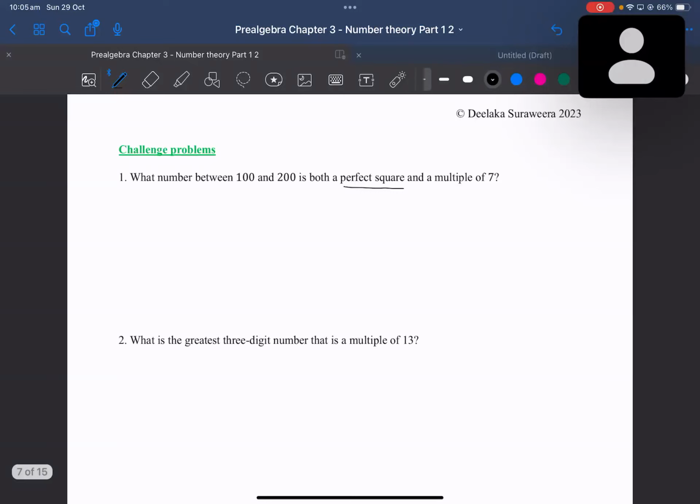And then for question 2, use remainders. Try the biggest number, see what the remainder is, and then you can maybe bring it down until the remainder is 0. Do question 1 for now and see how you go with it.